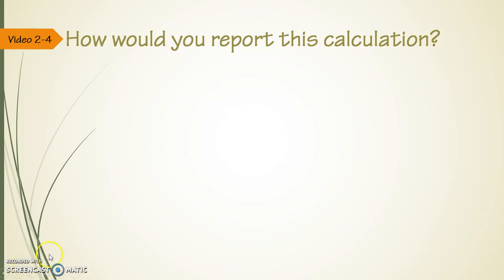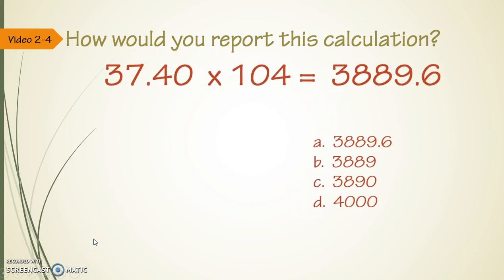Ellsworth. Okay, how would you report this calculation? When I stick 37.40 times 104 in my calculator, I get this value. Now, how would you report that? What I would like you to do is stop a moment and tell me how you would report it. So go ahead and circle one on your sheet and click pause. And we're going to come back to this several times.